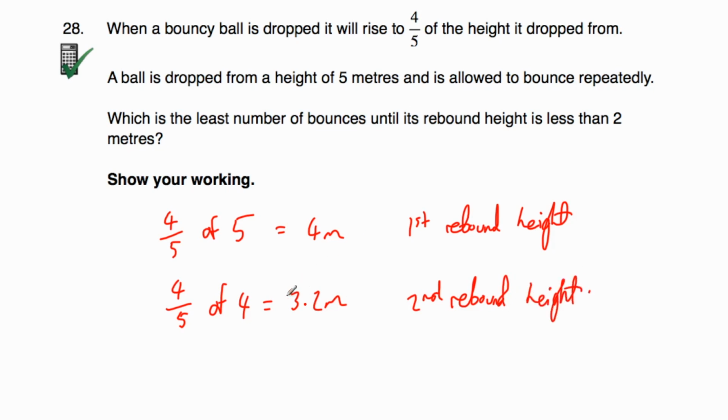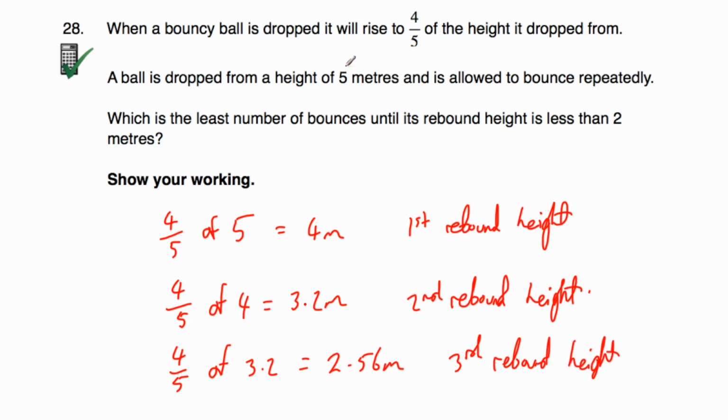Okay, next, the ball then falls from 3.2 meters and then bounces to 4/5 of that height. So let's work out 4/5 of 3.2 meters and see what that is equal to. So we'll divide by the bottom and times by the top. So 3.2 divided by 5, that's equal to 0.64, and then multiply by the top, that's equal to 2.56 meters. That's the third rebound height, or after 3 bounces. So just to recap, it's been dropped from 5 meters, it bounces and rises to 4 meters, it falls again and bounces to 3.2 meters, it falls again and bounces to 2.56 meters.